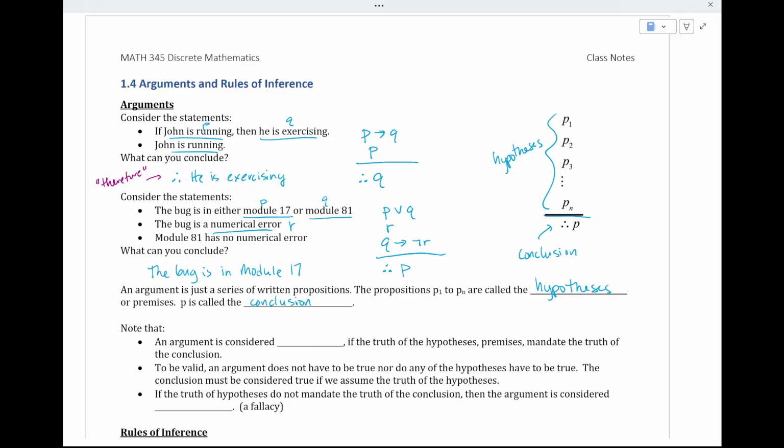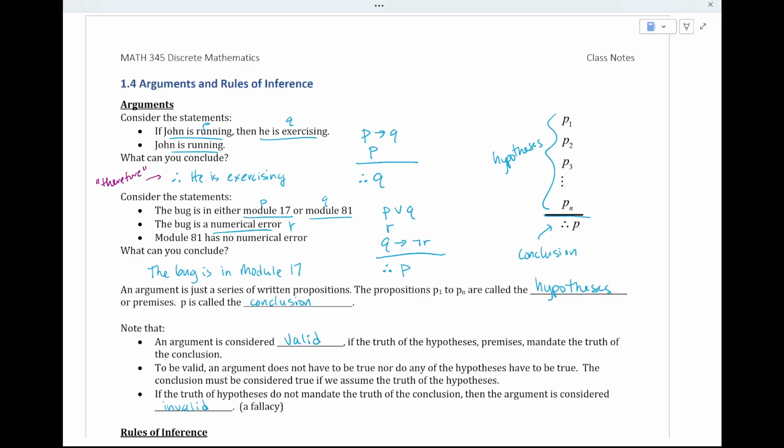So when we are considering our arguments, we do not have to try to adjudicate the truthfulness of each hypothesis. We are just supposed to assume all these hypotheses are true. Does the conclusion follow from that? If they are all true, does the conclusion follow? That's what we're trying to figure out. If the truth of the hypotheses mandates the truth of that conclusion, then the argument is considered valid. If the conclusion does not follow from all those hypotheses, then the argument is considered to be invalid, or sometimes we call it a fallacy because it is false.